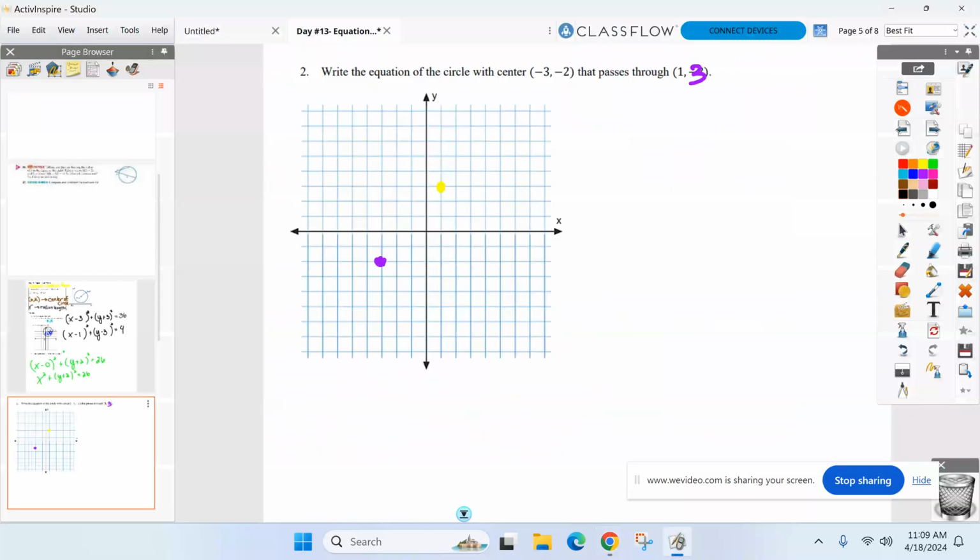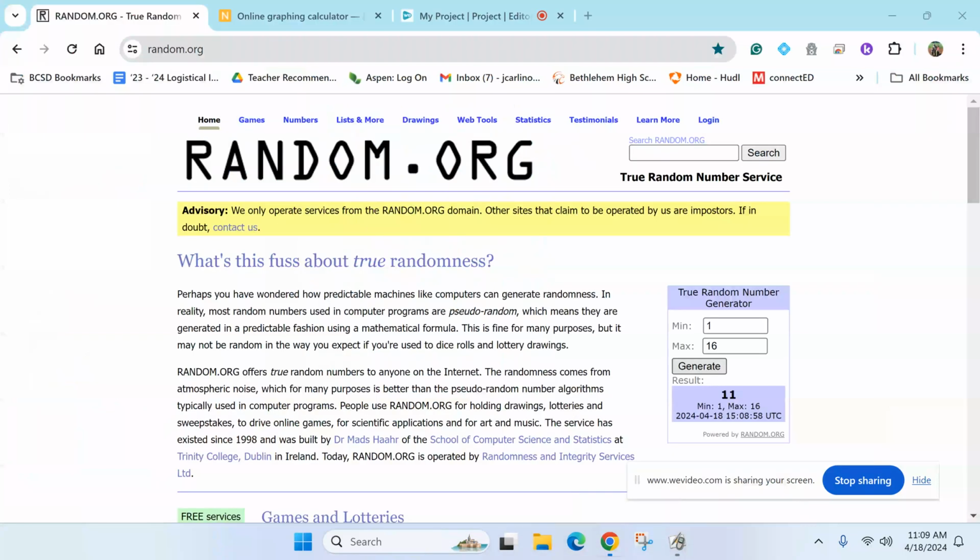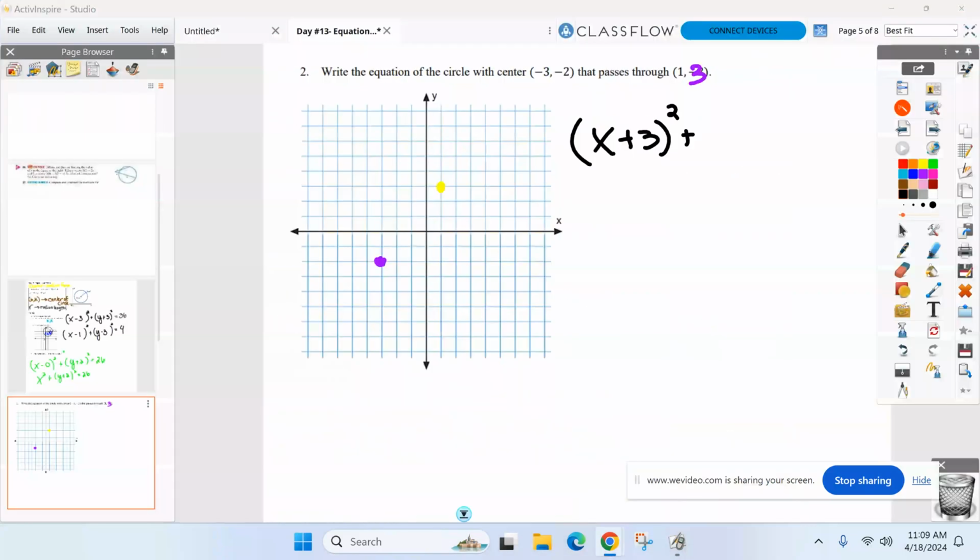X, what? What's in the first parenthesis? X plus 3 all squared. Plus what's in the second set of parentheses with the y? Y plus 2 squared. The only thing I did not provide was the radius length, so you could square it and plug it in.